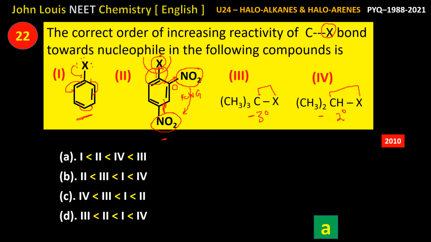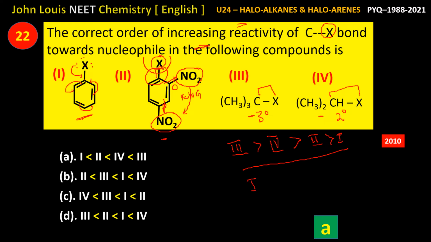Therefore here compound 3 will be more reactive than compound 4, that is secondary. The first and second, among these two, which is more reactive? The second one is more reactive, and then the first one. But here what are they asking? They are asking the increasing reactivity. Therefore, we have found out the decreasing order here. Now that should be in the reverse order.